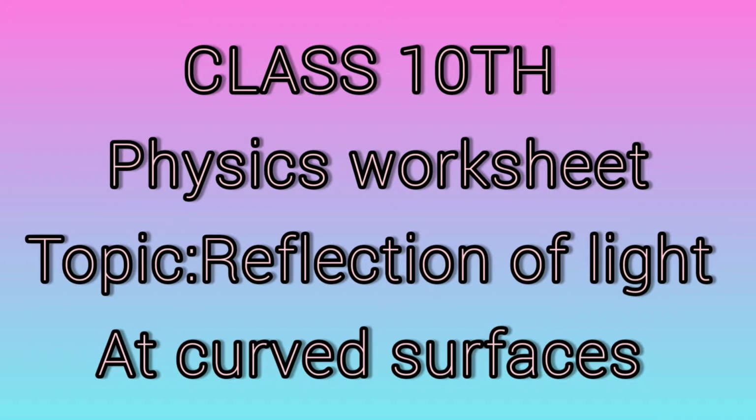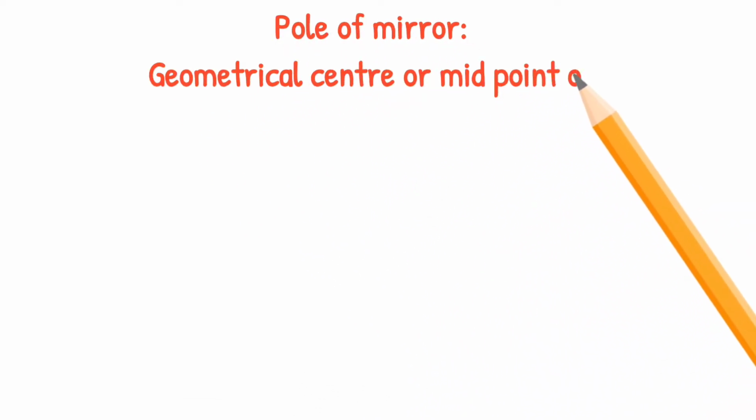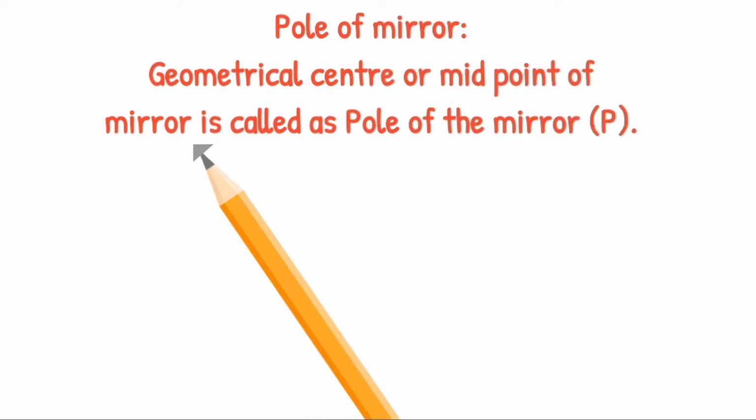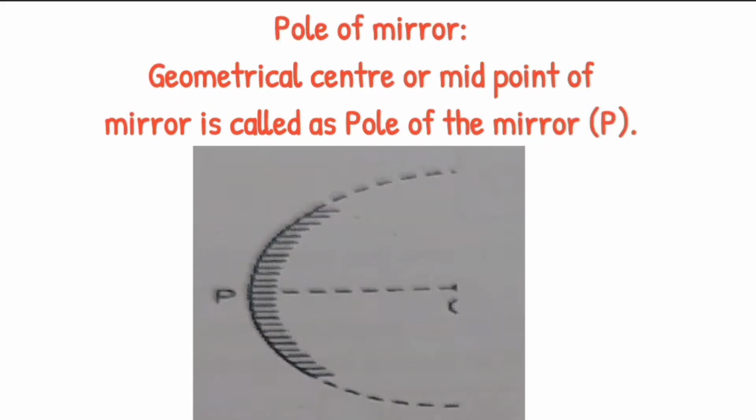So first one is pole of mirror. So what is a pole of mirror? Geometrical center or midpoint of mirror is called as the pole of mirror. Okay, and it is denoted by capital P. So in this diagram you can see here pole of mirror. So this diagram is a pole of the convex mirror.